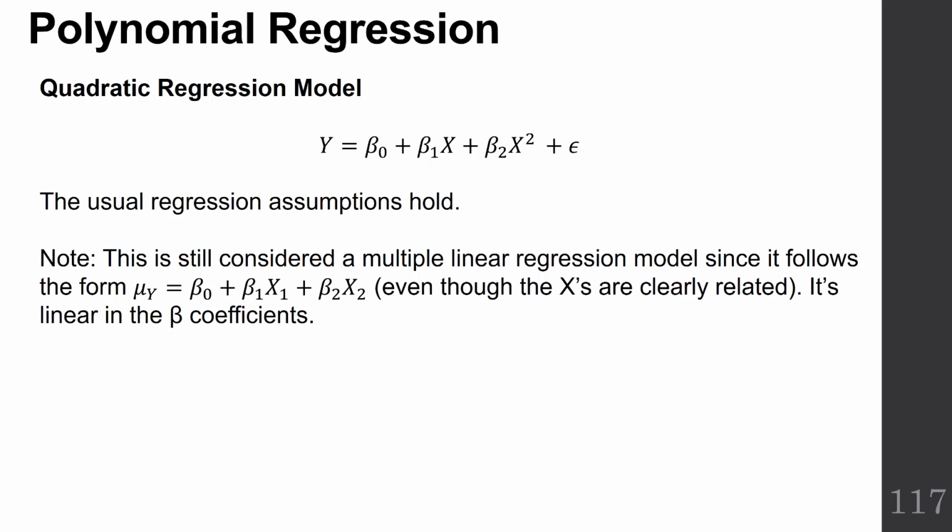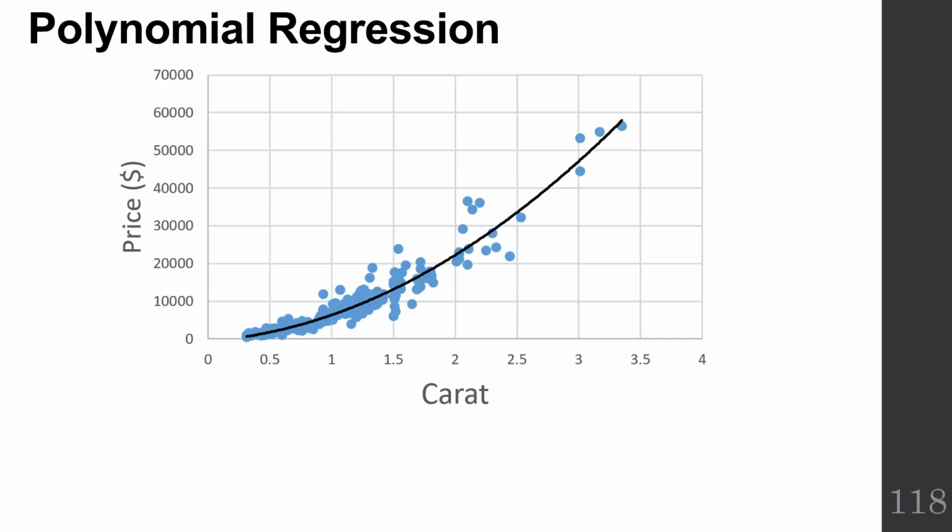Note that this is still considered a multiple linear regression model, even though we've got that x squared in there, since it follows the form mu of y equals beta naught plus beta 1 times x1 plus beta 2 times x2. In our model, x1 is x and x2 is x squared. So that's the quadratic model. It's linear because it's linear in the beta coefficients.